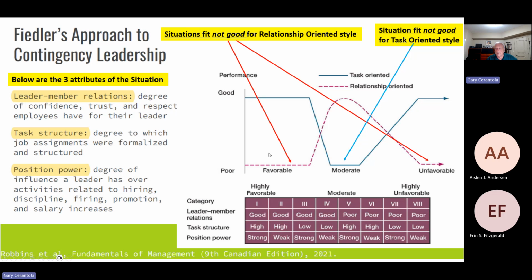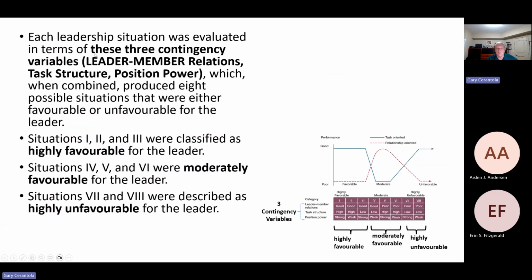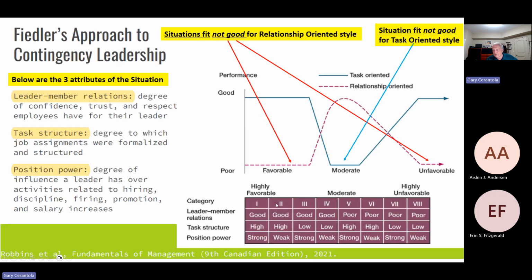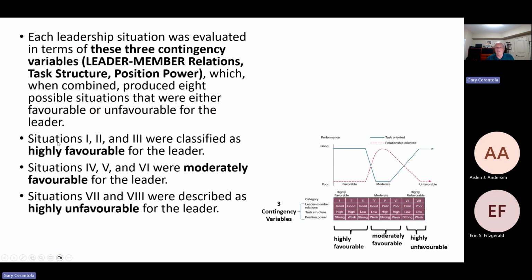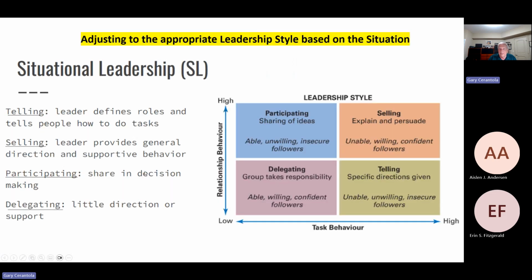I think I pretty well explained it, and each leadership situation is evaluated in terms of these 3 contingencies. So this is 8 different situations where in situation 1, the leader-member relationship is good, the task structure is high, and the position power is strong. All right. So if you're a task-oriented leader, you're going to thrive here, right? Your performance is going to be great. But in a moderate situation, where the leader-member relations are poor, the task structure is high, and the position power is strong, you're not going to do so well. So those are the kind of things to really understand as you go through that.